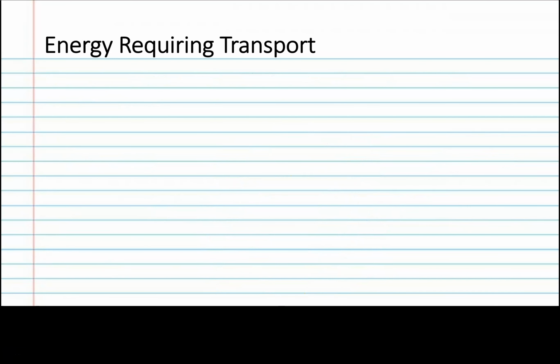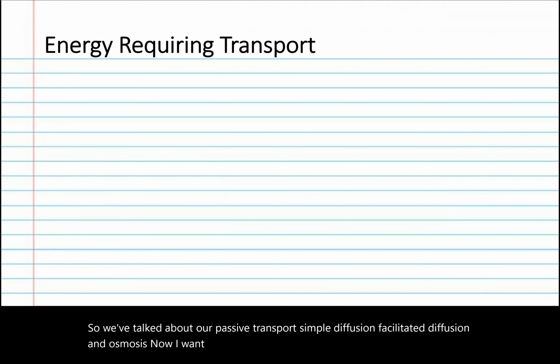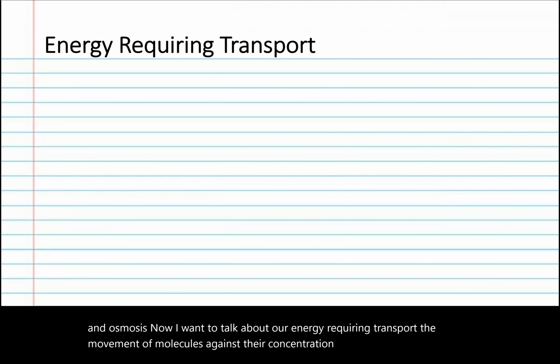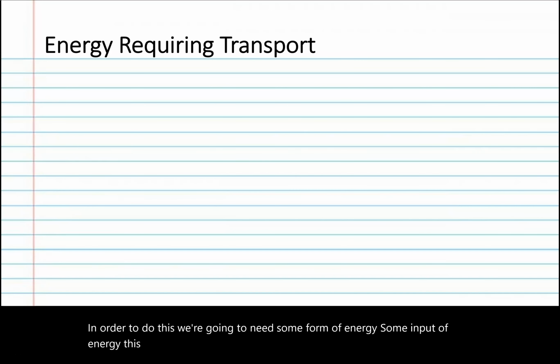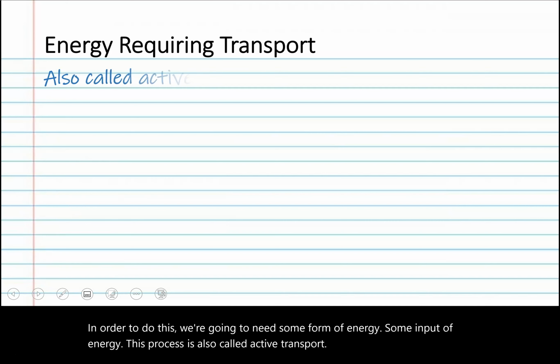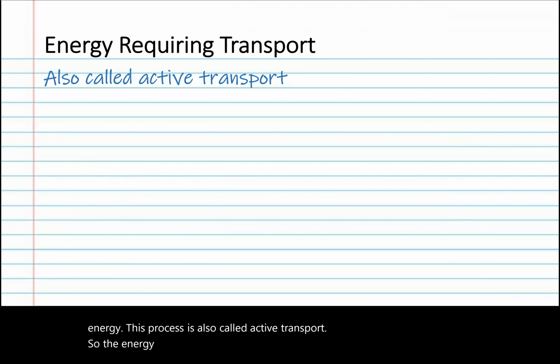So we've talked about our passive transport, simple diffusion, facilitated diffusion, and osmosis. Now I want to talk about our energy requiring transport, the movement of molecules against their concentration gradient. In order to do this, we're going to need some form of energy, some input of energy. This process is also called active transport.